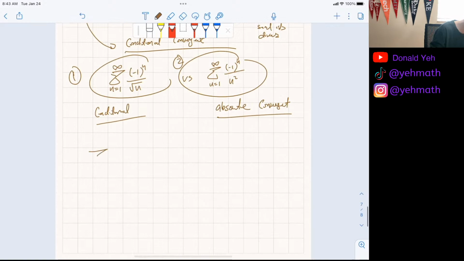So I'll let you try one here. The summation from n equals 1 to infinity of (-1)^n over ln of (n plus 1). This one's kind of hard.